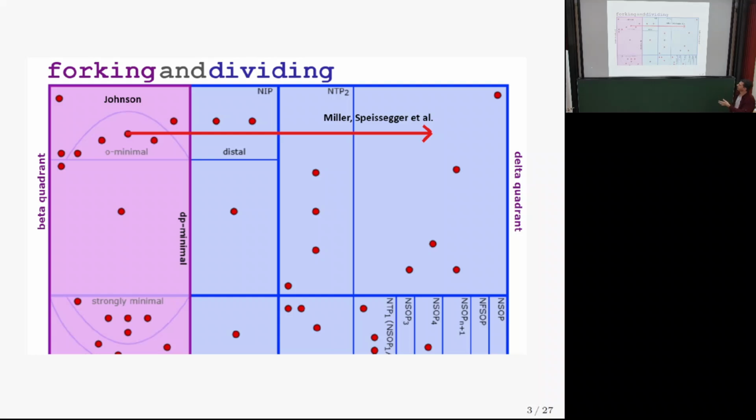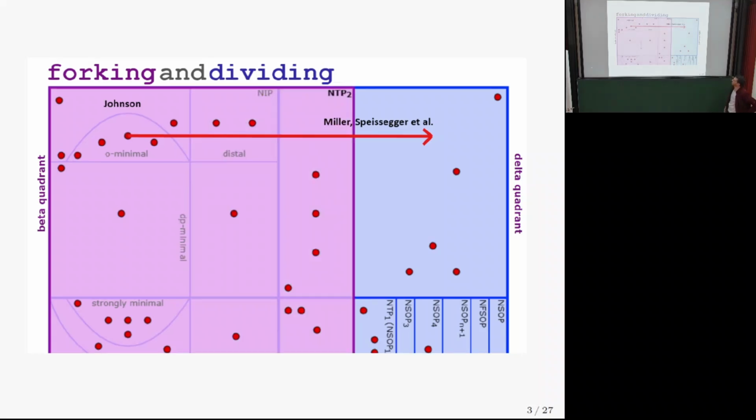So people continue looking at these things, other classes like NIP, topological structures, and today I'm going to go all the way here to NTP2 theories. And we're going to focus mostly on structures over the reals. And again, the idea is we're going to assume NTP2 and see what we can extract from this.